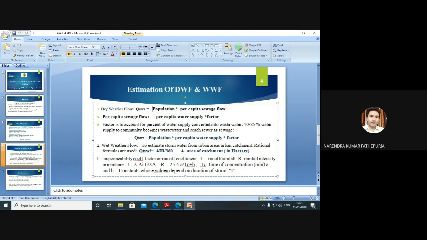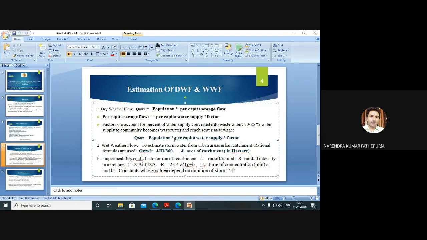Now the factor is to account for the percentage of water supply converted into wastewater, 75 to 80%, or 70 to 80%, as I told you. Water supplied to the community becomes wastewater and reaches the sewer as below. The Q DWF will be the population multiplied by the per capita water supply multiplied by the factor.